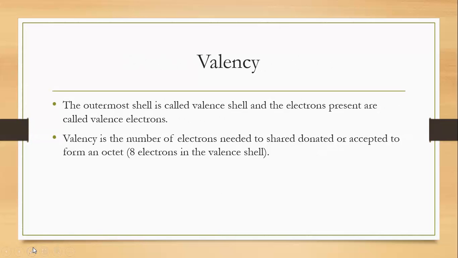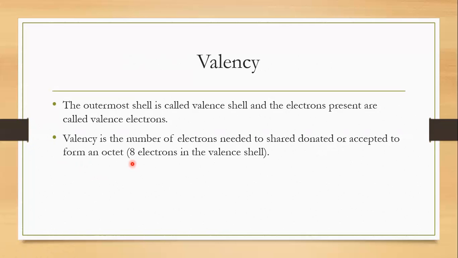Next comes the valencies, and the valencies are found out by electronic configuration. The outermost shell is called the valence shell, and the electrons present are called the valence electrons. Okay, so the outermost shell, it can be any shell, is called the valence shell, and the electrons present in the valence shell are called the valence electrons. And valency is the number of electrons needed to be shared, donated or accepted to form an octet.